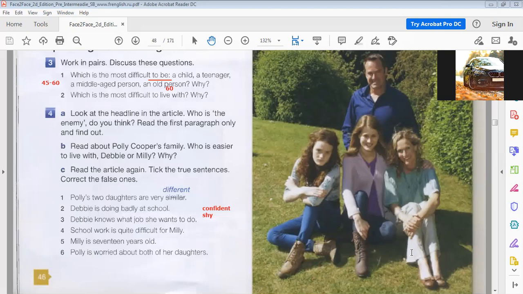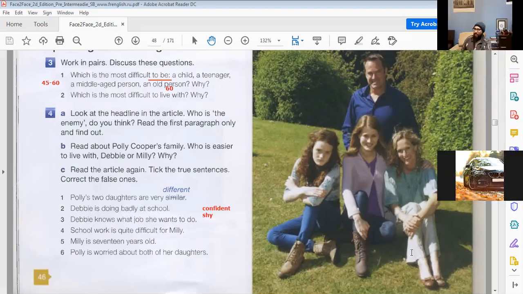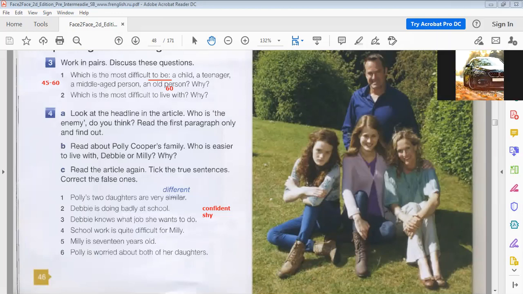That's it. Okay, so maybe because you're feeling alone. Yes. Okay. No one helps you, or maybe. I don't know. Okay, let's see other opinions. Sophia and Manal, what do you think? Sophia, you said teenager and old person, right? Yes. Why do you think it's difficult to be a teenager?